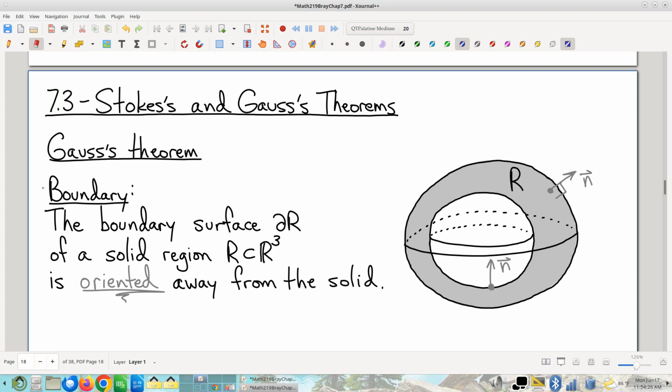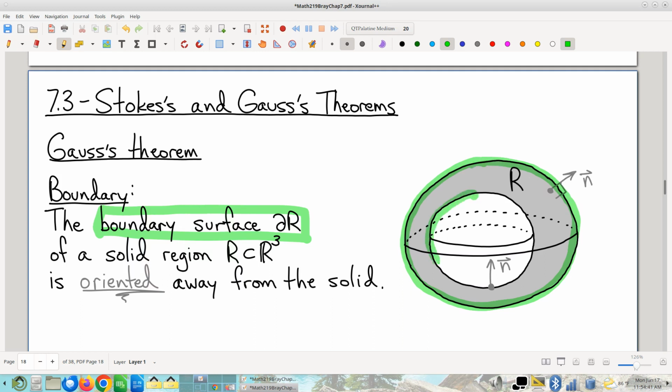Okay, so starting off, let's talk about Gauss's theorem. Gauss's theorem is going to involve boundary surfaces. Boundary surfaces are pretty much exactly what you think they are. It's the surface that is the boundary. I mean, I think we all know what boundaries are. It's sort of where the border is between where the set is and where the set isn't.